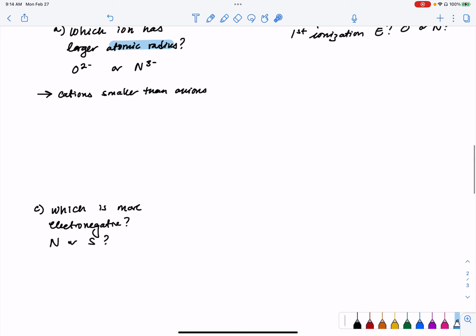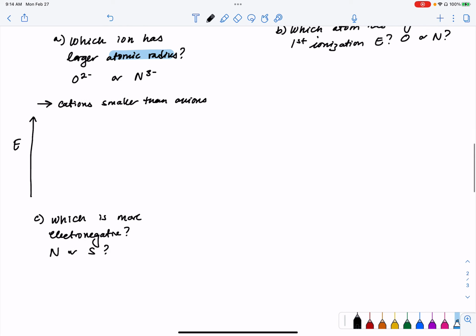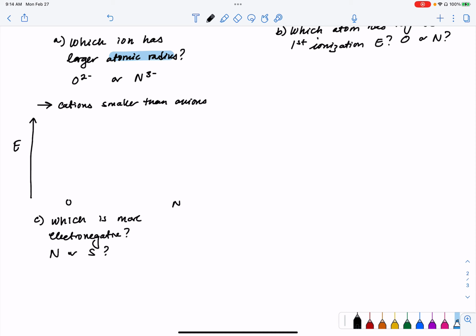So let's look, I think, at an orbital box diagram for oxygen versus nitrogen. So they both have 2s and 2p. So here's our 2s and our 2p, three degenerate orbitals. And if I were to look at just oxygen without it being the oxygen anion or the oxide ion, that would be 2s2, 2p4.